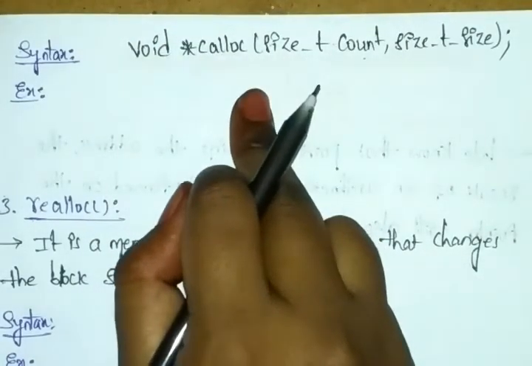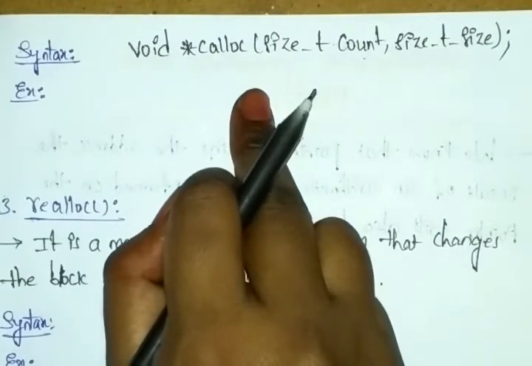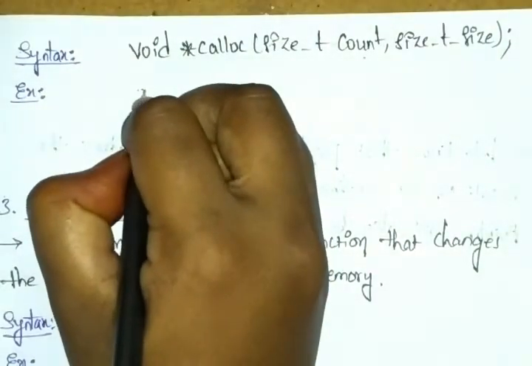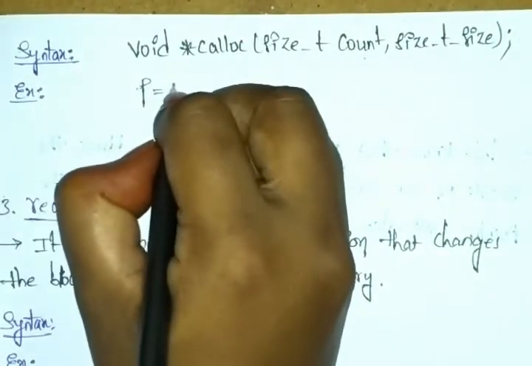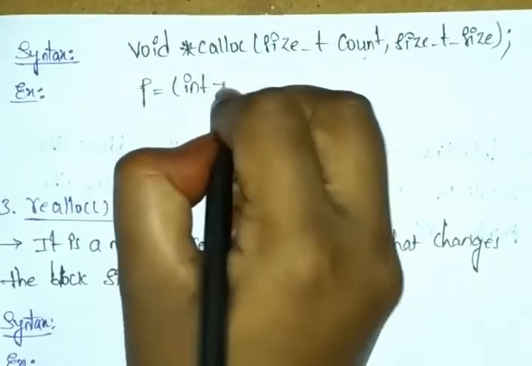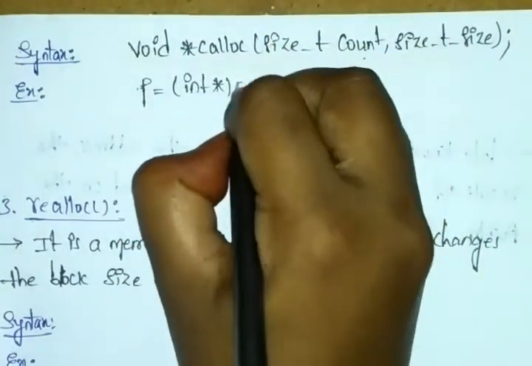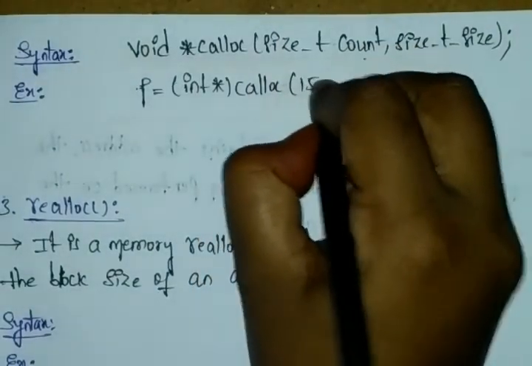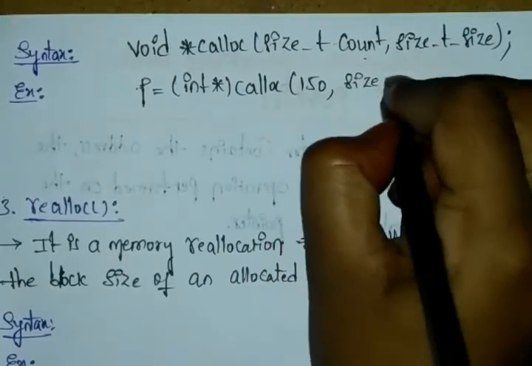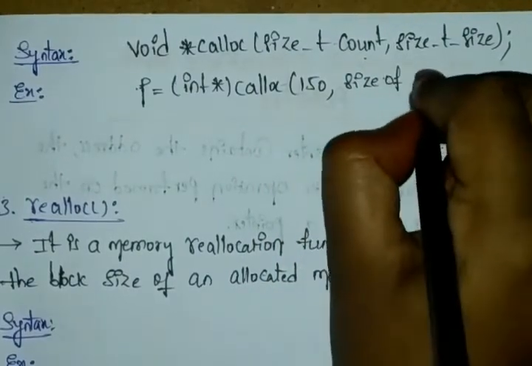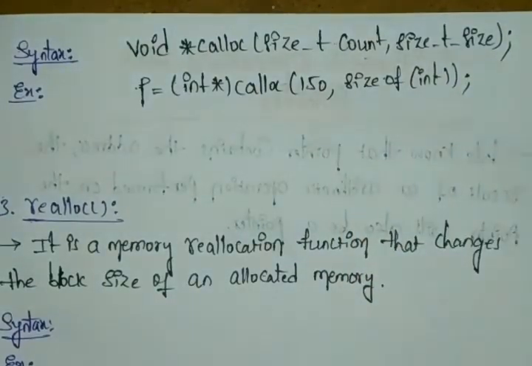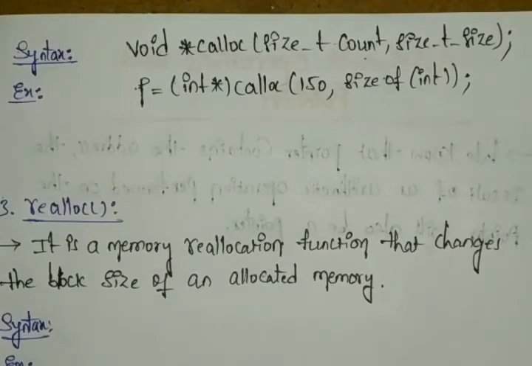Right, calloc means whatever you're performing is in the form of contiguous memory locations. For example, you can see here I'm taking p equals int pointer calloc. Here I'm taking the count 150 and sizeof int. Okay, then close this. So once you write like this, it takes 150 integers.